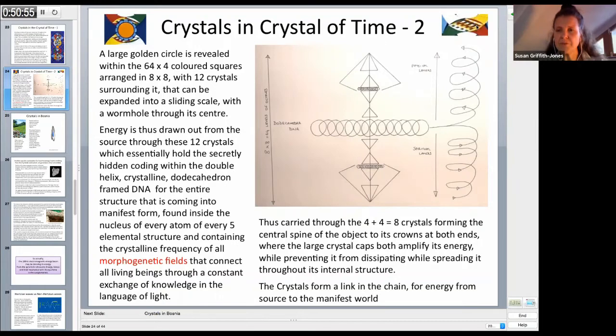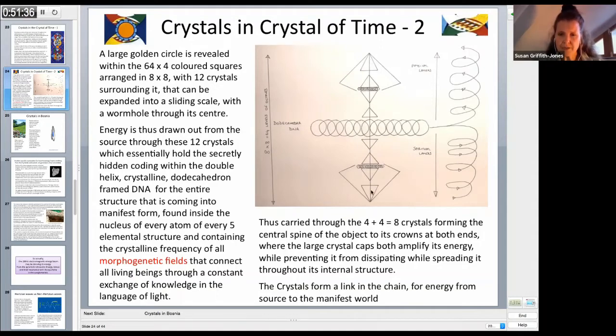And like I'd mentioned before to you, these are not randomly placed, but are created due to the relation between the different colors. So the red comes in, the green comes in here, the yellow comes in here, and the white comes in here, and I laid down these accordingly. But when you open up that, let's call it the chessboard of different color chessboard, inside is this golden circle with these 12 crystals surrounding it. That can be, if you look here in this chart on the right, expanded into a sliding scale with a wormhole through its center.